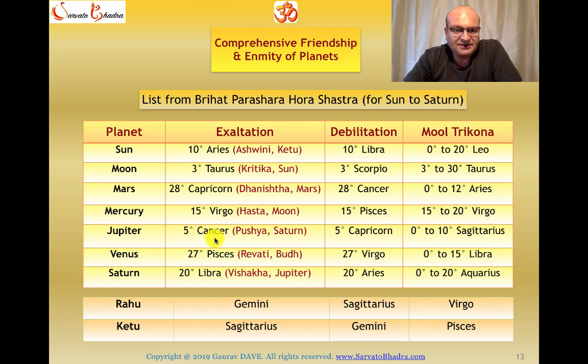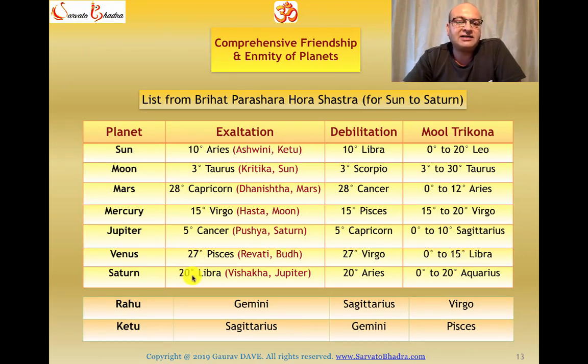5 degrees of Cancer in Pushya Nakshatra is the exaltation point of Devguru Brahaspati, and 5 degrees of Capricorn is the deep debilitation point of Brahaspati. Mool Trikona sign of Devguru Brahaspati is from 0 degrees to 10 degrees in Sagittarius. Venus has exaltation at 27 degrees of Pisces and debilitation at 27 degrees of Virgo. From 0 degrees to 15 degrees in Libra, he is in Mool Trikona sign of responsibilities. From 15 degrees onwards in the same sign, he will be considered sitting in the own sign or Swarashi.